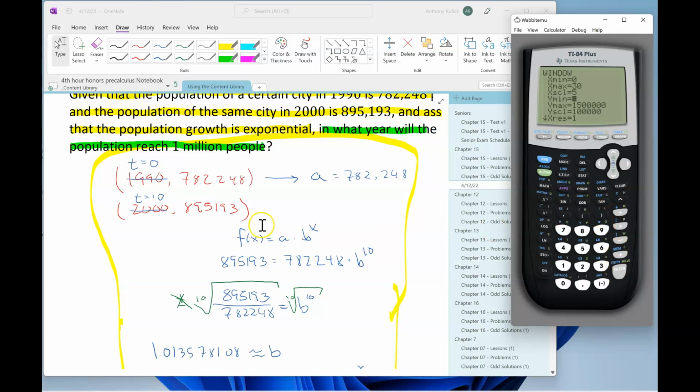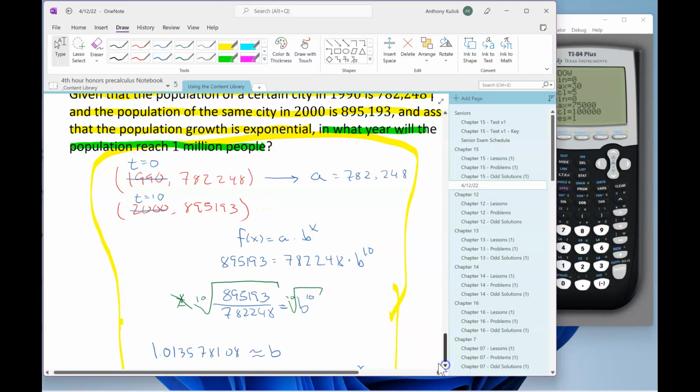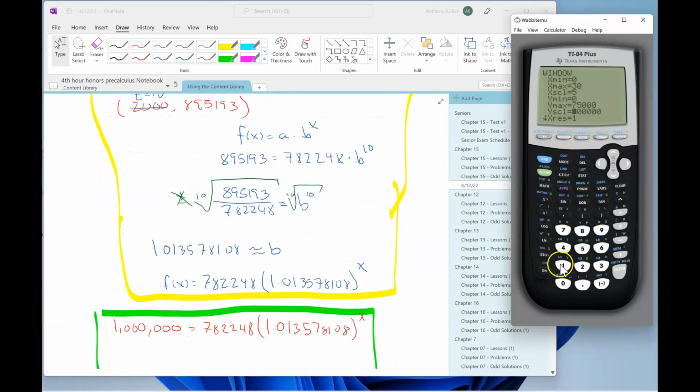Okay. The y's are my populations. The smallest population I care about is this 782,248. I'm not going to type that in because it's a weird number. I'm just going to do 750,000, which is nice and round and pretty. Except I typed in 7.5 million. There we go. And then the biggest population I care about is 1,000,000. I'm going to type something a little bit bigger than that so I can see the intersection, so I'm going to do like 1.25 million. Oh, I put them in the wrong spot. That's 750,000. That should be 1.25 million. And go up by, say, 100,000. Sounds good there.